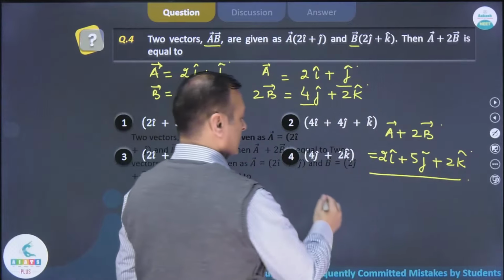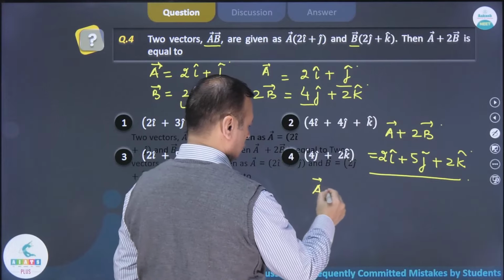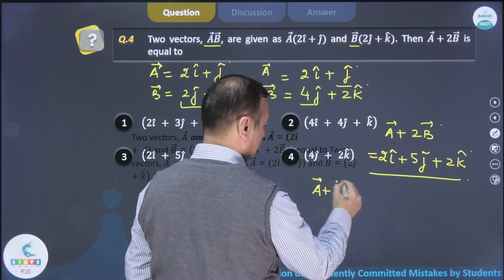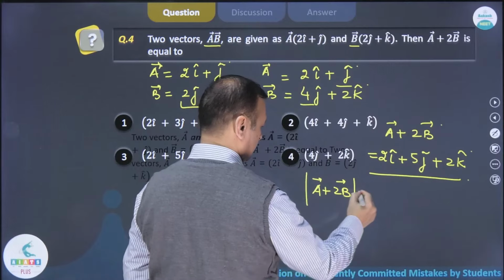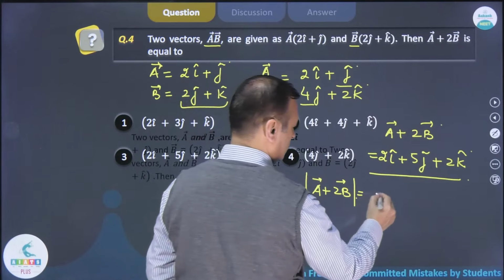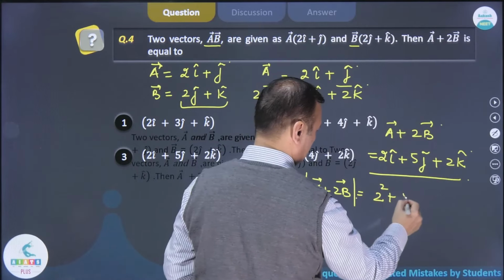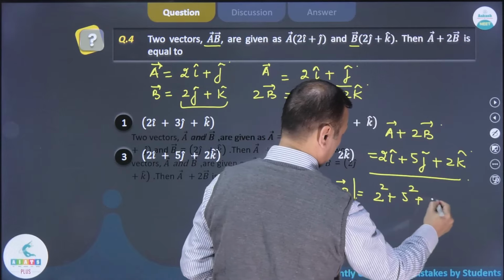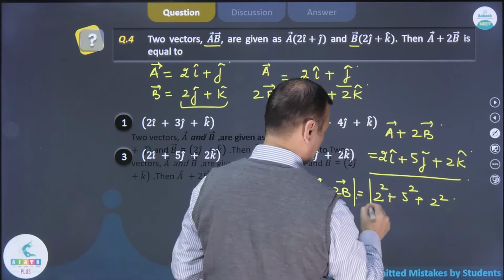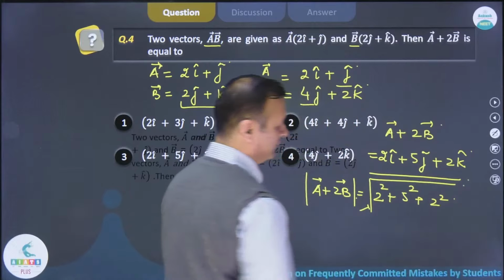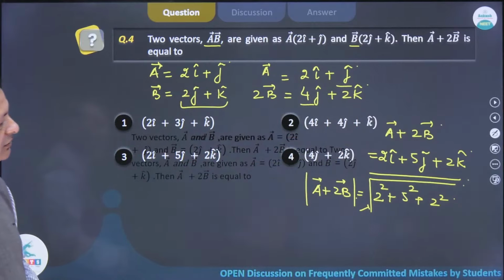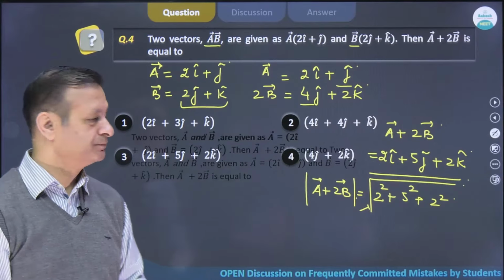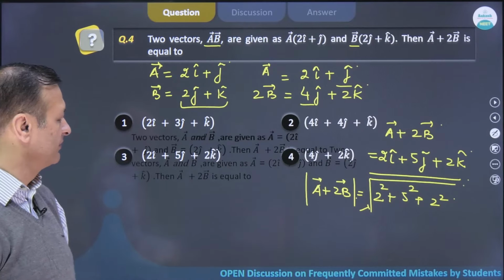And if I ask you how you will find out the magnitude for this, so magnitude is 2 square plus 5 square plus 2 square, the whole under the root, and this is probably the magnitude of A plus 2B. Any doubt from this part?